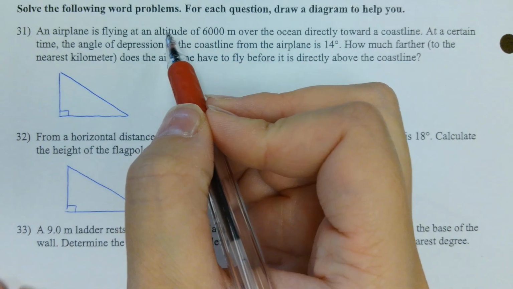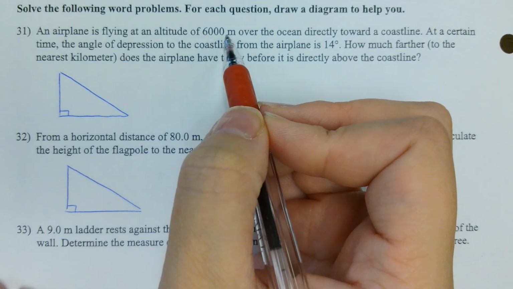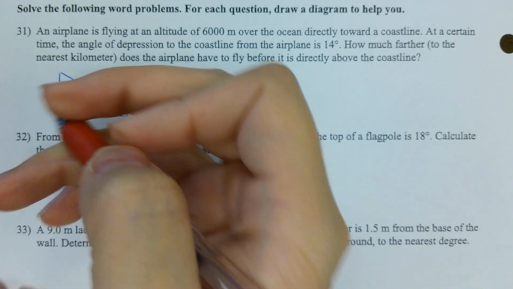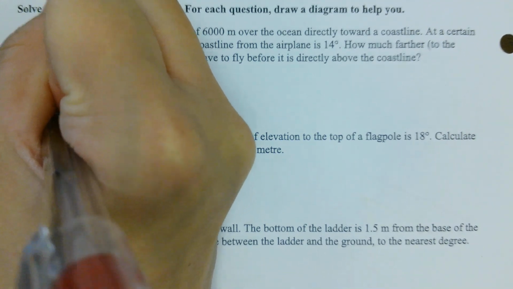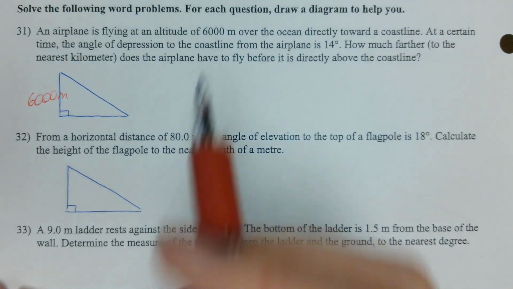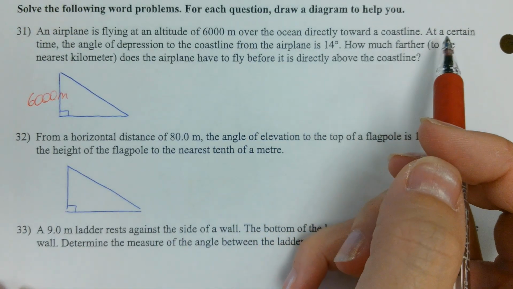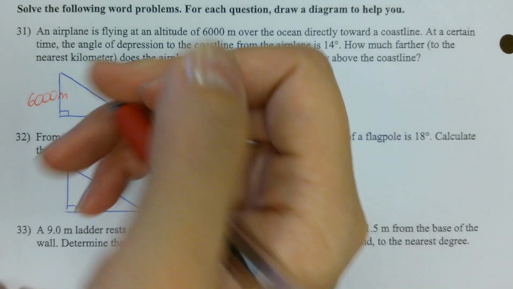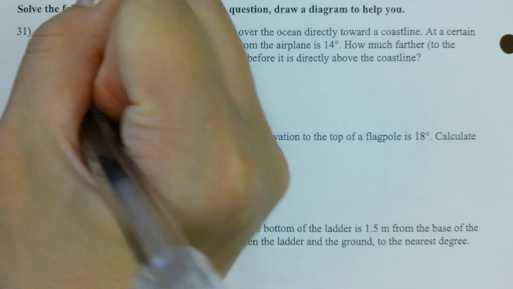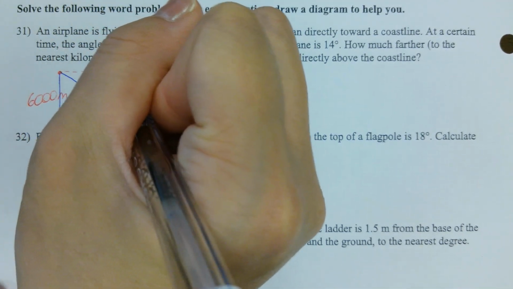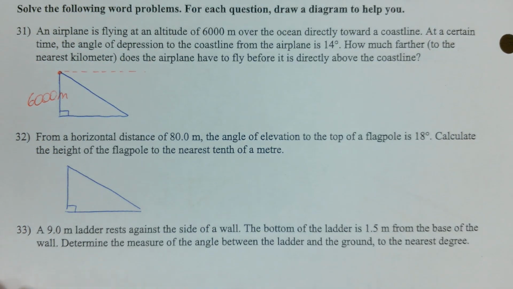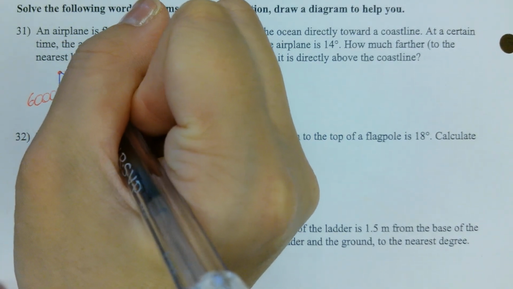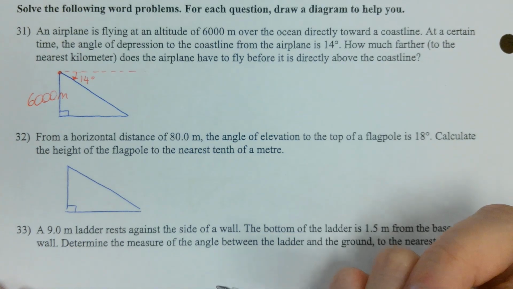An airplane is flying at an altitude of 6,000 meters. What's another word for altitude? Yeah, height, right, that's it. So that means 6,000 meters goes right here. Directly towards the coastline at an angle of depression. So angle of depression. So that's the airplane. Remember, angle of depression means from a horizontal line down. So this right here is your angle of depression of 14 degrees.